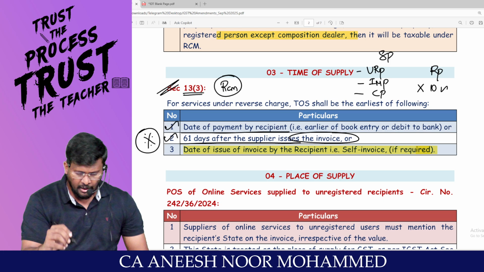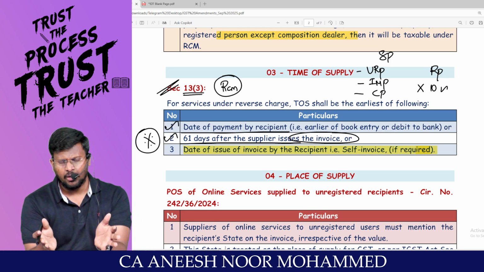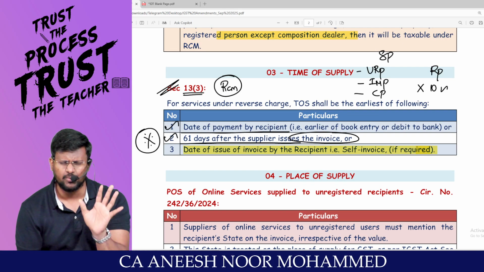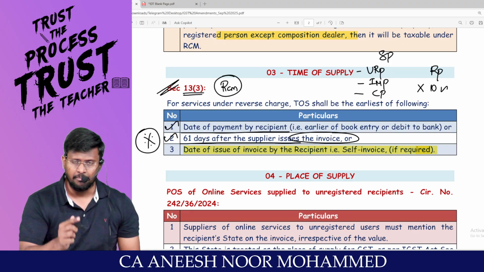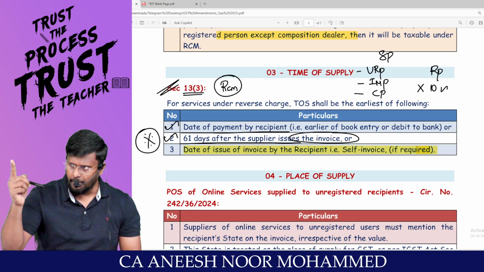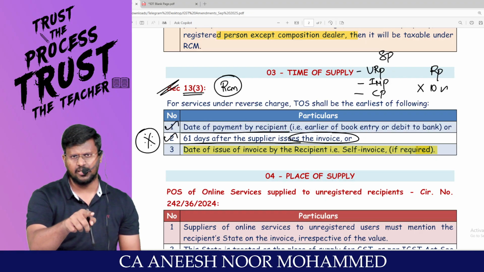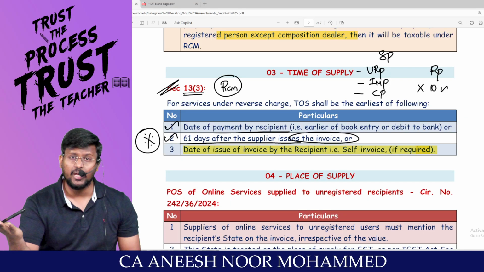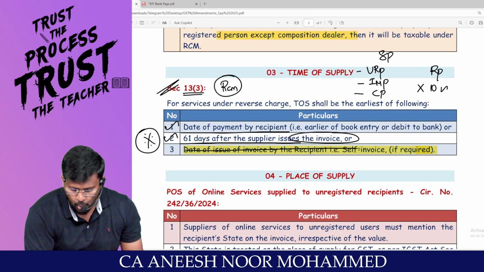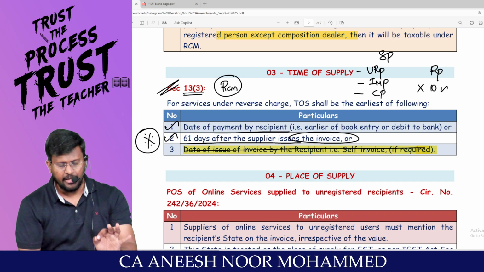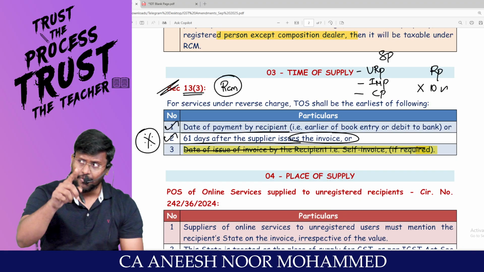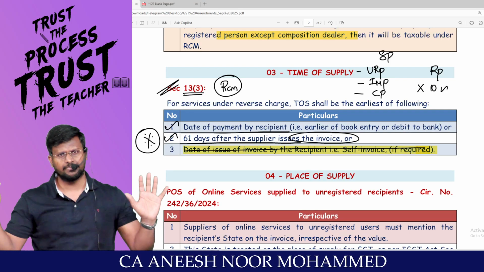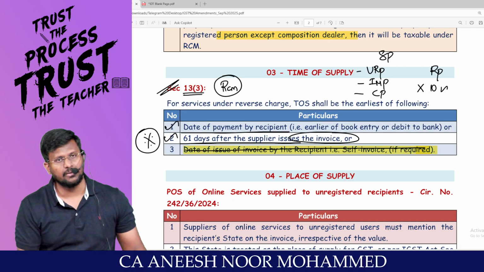So, assume a situation where the service is covered under RCM, for example GTA service, as we all know. GTA service is RCM. There are only two options: GTA may be registered GTA, or GTA may be unregistered GTA. If GTA is a registered GTA, my dear lovable students, GTA will raise the invoice. Then there is no use of this third limb. That is, date of payment or 61st day from the supplier's invoice, because the supplier has raised the invoice, whichever is earlier, that's it.